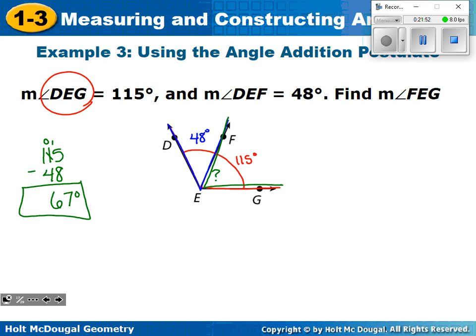Questions on how we knew to subtract? Okay, again, you can set it up, part plus part equals whole, and write that out. If you did that, you would say part, 48 degrees, plus the other part, the measure of angle FEG, is equal to the whole 115. And then when you see it written like that, you'll know, okay, now I need to subtract to find my missing part. When it's got the algebra in it, then that's when you're going to have to do that.